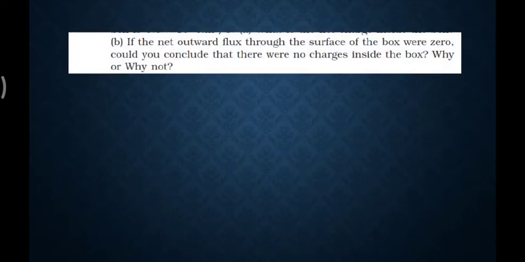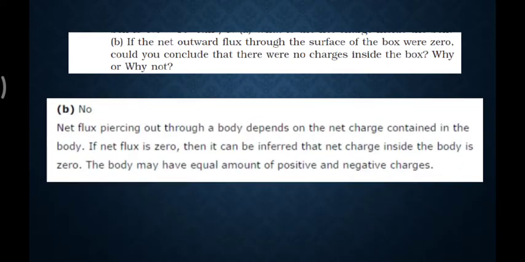Okay, so now what is the B task in the same problem? If the net outward flux through the surface of the box was 0, so we have one box and the net outward flux is zero, as we saw in the earlier example of the cube. Could you conclude that there was no charge inside the box? Why or why not? No, it does not mean that there is no charge.